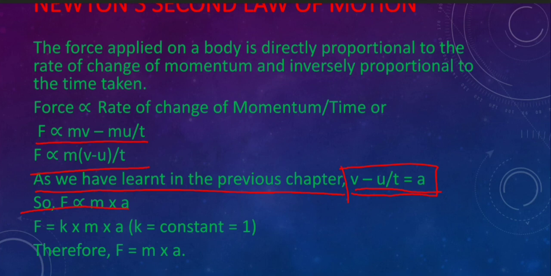Whenever we have to remove the proportionality sign, we have to put a constant in the equation. So Newton kept a constant k, and he said that the value of this constant k is 1. So this gives us force equals k m a, or k into m into a. Therefore force is equal to ma. So from here we got the formula of force.